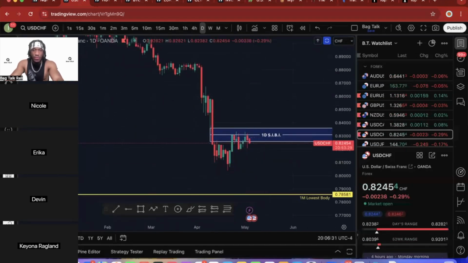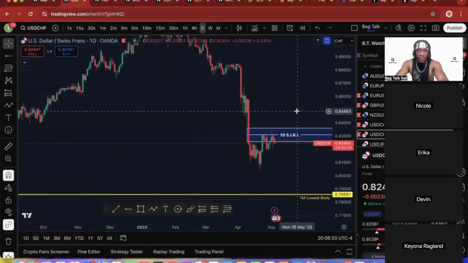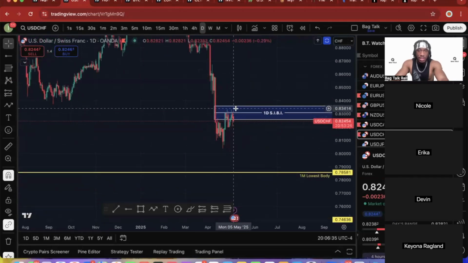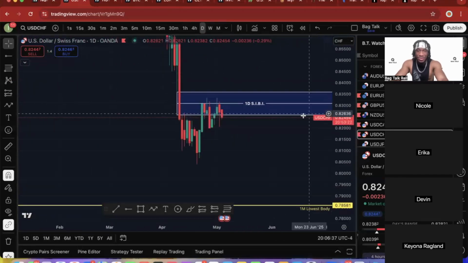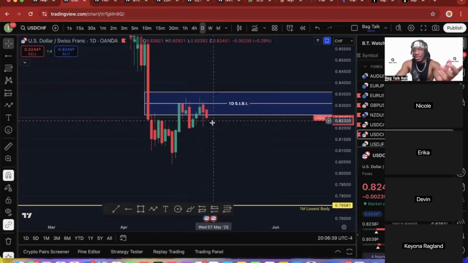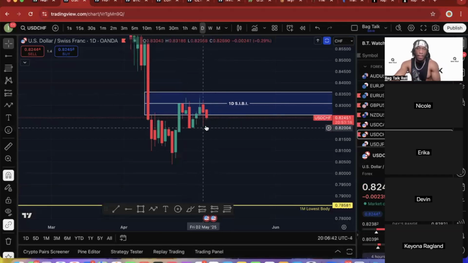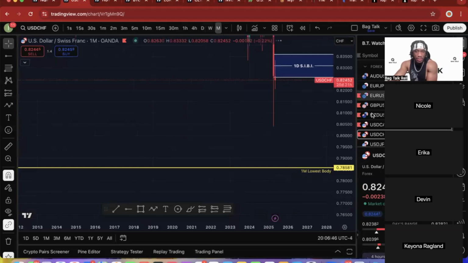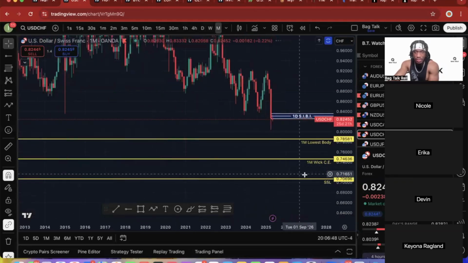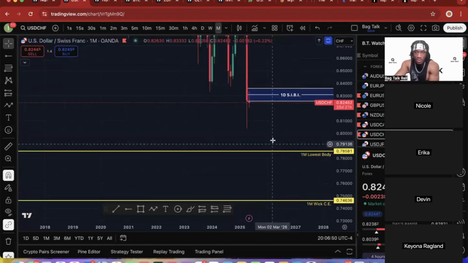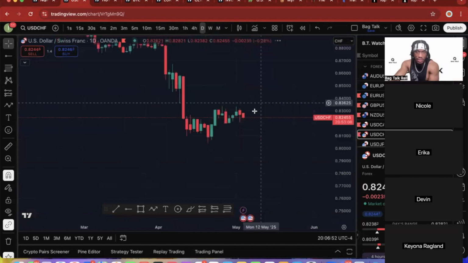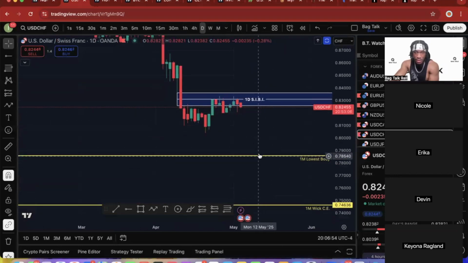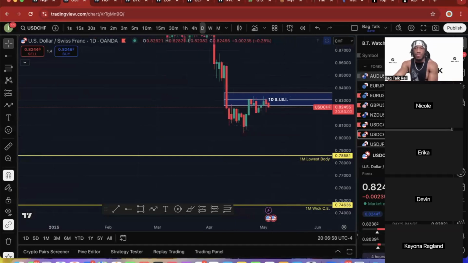And last but not least on forex is USD CHF. I wanted to see price reject this SIBI to go lower. There's nothing that changed. Once again, we just consolidated last week. So I still have the same plan. Let's take this into the monthly lowest body. I believe that was the target. Let me just double check. Yep. Monthly lowest body at 0.78. So let's take this daily SIBI down to 0.78581. I like that on USD CHF.